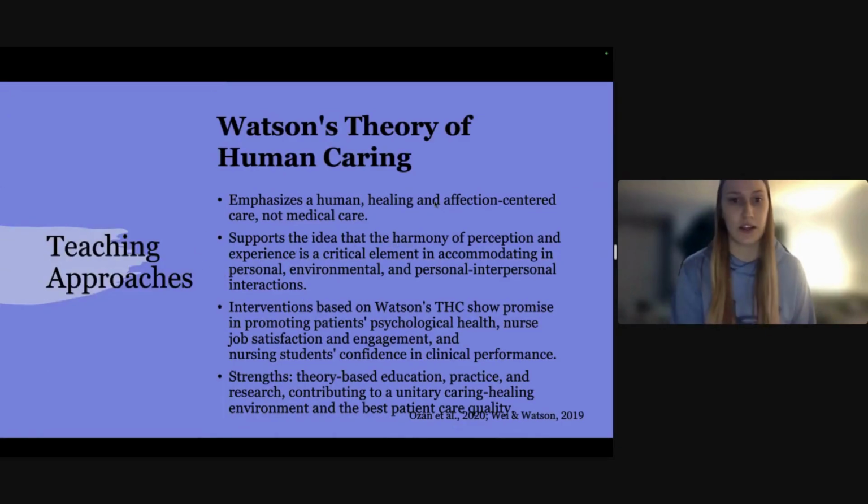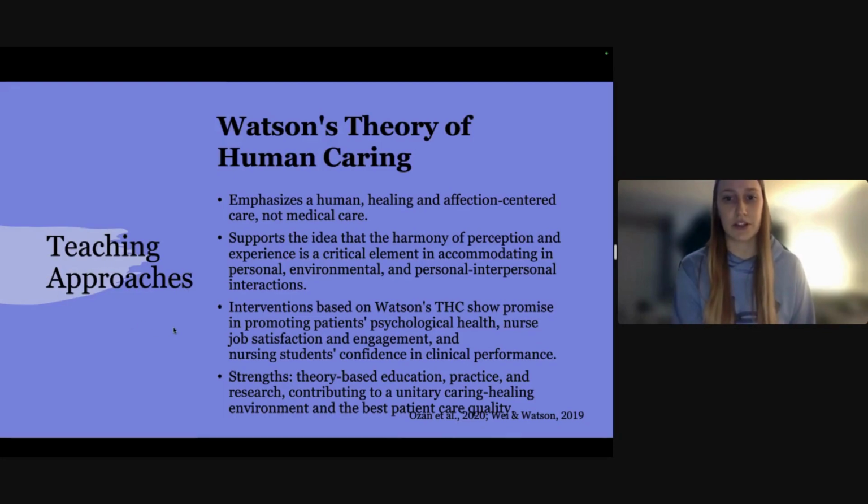The next teaching approach is to integrate Watson's theory of human caring into our practice. This theory emphasizes the importance of human holistically and views not only the individual from a physical perspective, but also from an emotional, spiritual, and psychological perspective. Related to nursing, this theory highlights the crucial role a nurse has in establishing a caring relationship with individuals that is built upon trust, empathy, and affection-centered care.